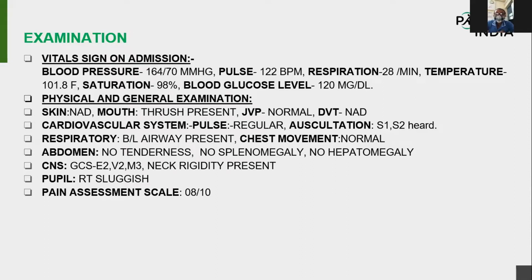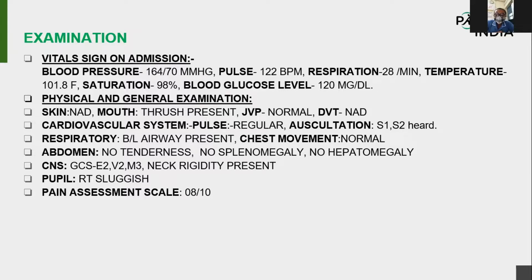On examination, we'll see the vital signs. Blood pressure was 164/70, that is hypertension. Pulse was 122 beats per minute, respiration 28 per minute, temperature was 101.8 degrees Fahrenheit, saturation was 98, and blood glucose level was 120 mg per dL. He was hypertensive, tachycardic, tachypneic, and had a temperature also.